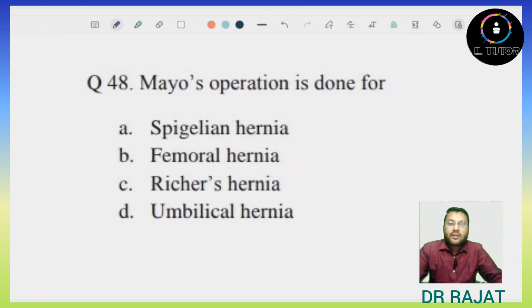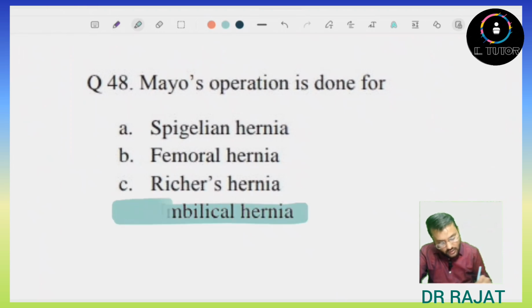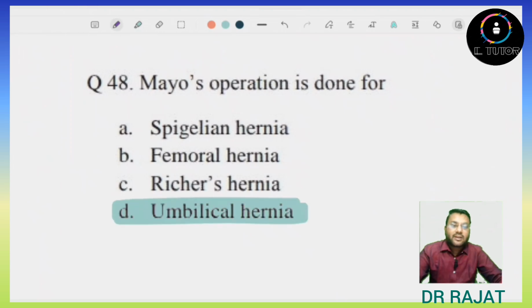Mayo's operation is done for. So this is a direct question. Mayo's operation is done for umbilical hernia. Answer will be option number B. So umbilical hernia is common in adults, but if we talk about children, then periumbilical hernia is common.